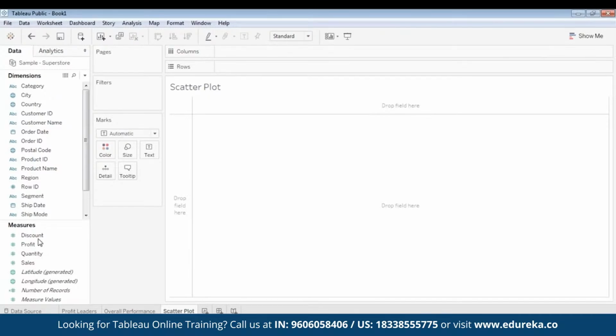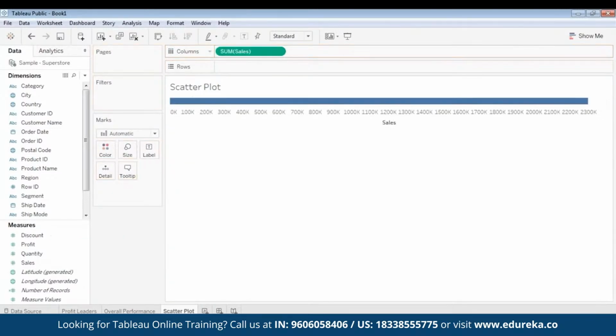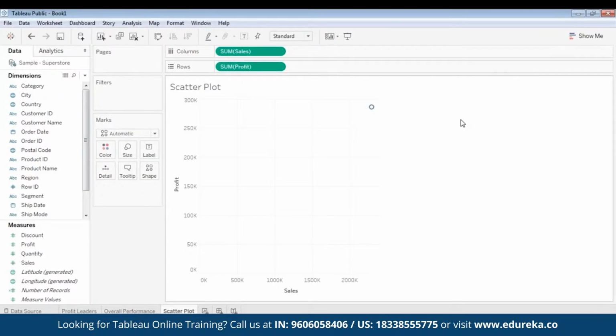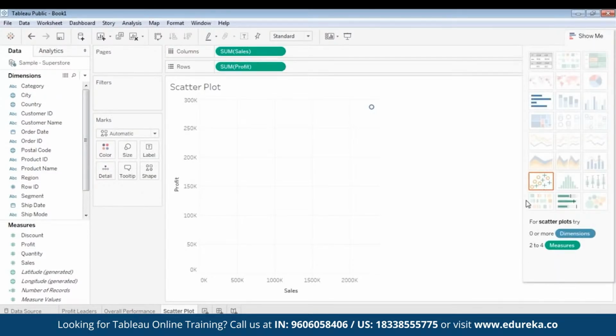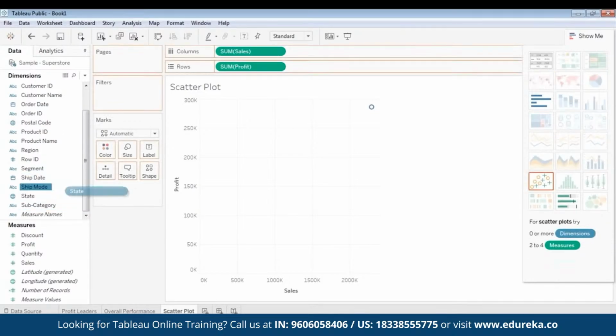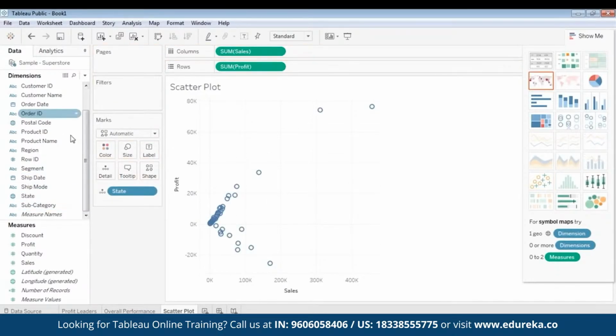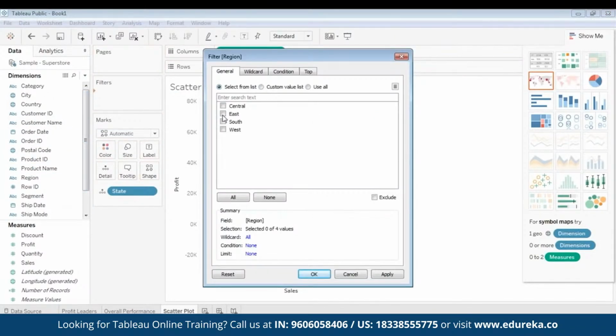So my profit and sales are here. Let me put sales over here and profit over here, right? And scatter plot. So here you will get the scatter plot visualization. Okay, now I will put it according to all the states, right? So there are different states. So I will go here and select state, and I will filter it by region. I will select all the regions.